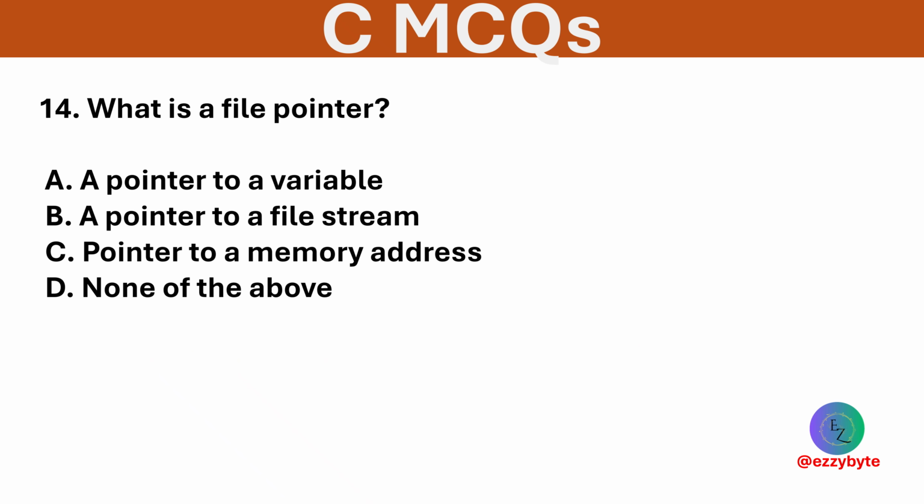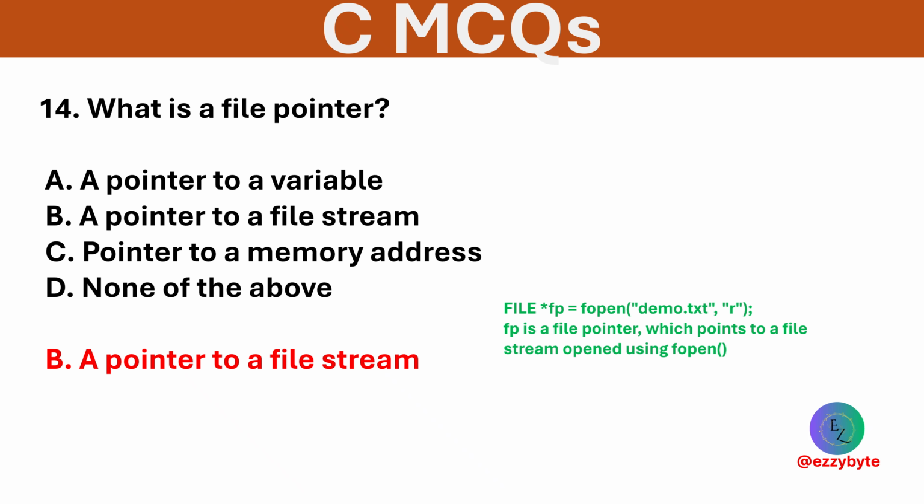What is a file pointer? Options are a pointer to a variable, a pointer to a file stream, a pointer to a memory address, and none of the above. Option B is correct. A file pointer points to an internal file stream structure.